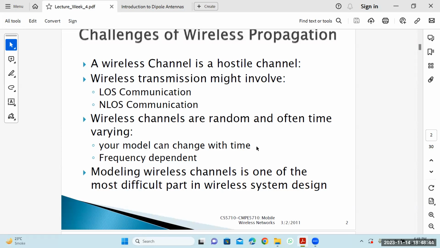So wireless channels are random and often time varying. Your model can change with time, and this is also frequency dependent. Whenever you transmit a signal from the transmitter to a receiver, in between the transmitter and receiver you have something known as a channel. As you have just seen, the terminology hostile is used for the channel, because the channel changes the transmitted signal. Hence what you receive at the receiver is not the exact copy of what was transmitted, because the channel does so much to that signal.